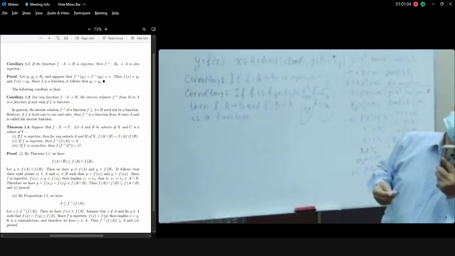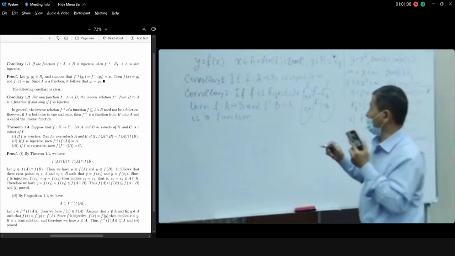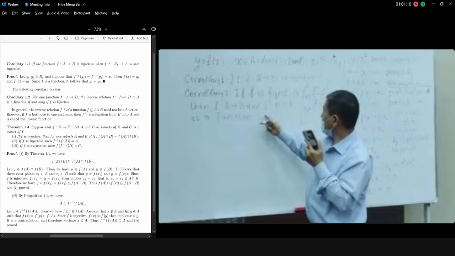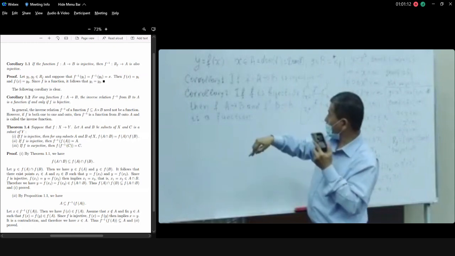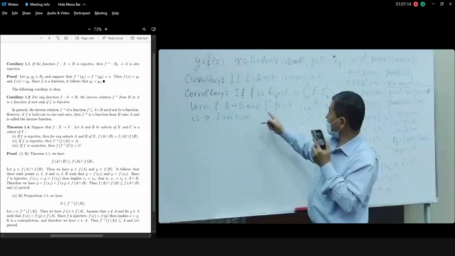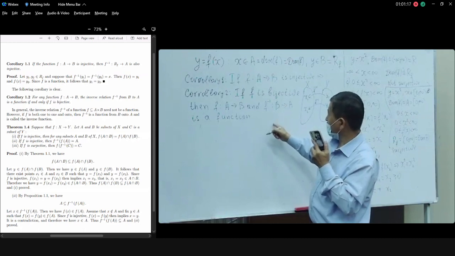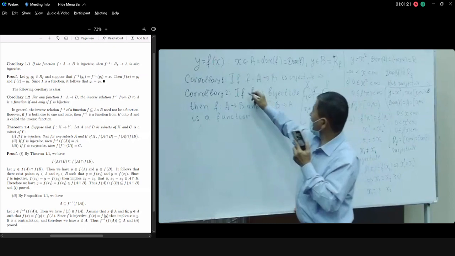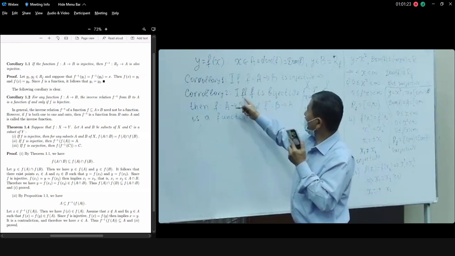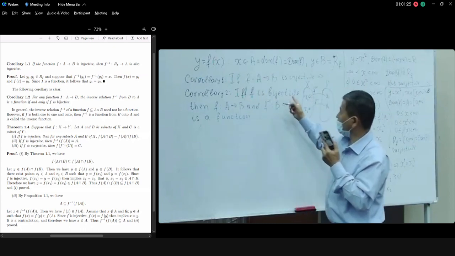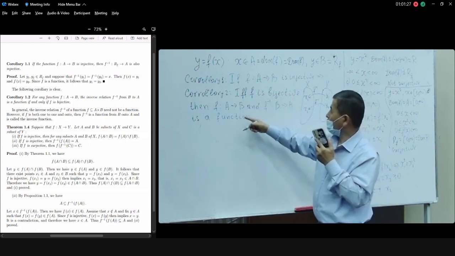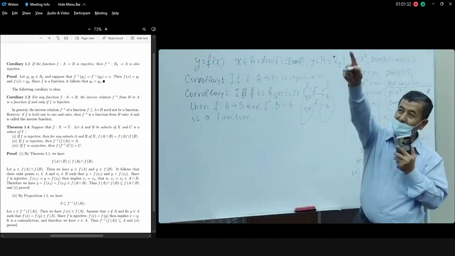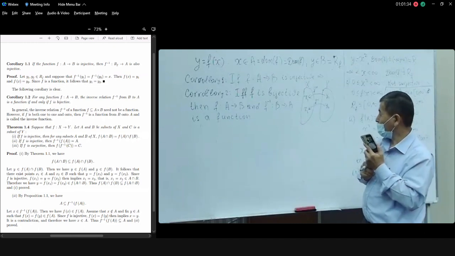Okay, can I formulate it like this? The inverse is a function if and only if f is bijective. Opposite: if f minus 1 is a function, then f is bijective. Okay, I will do it like this: f minus 1 is a function if and only if f is bijective. That formulation is more proper actually.